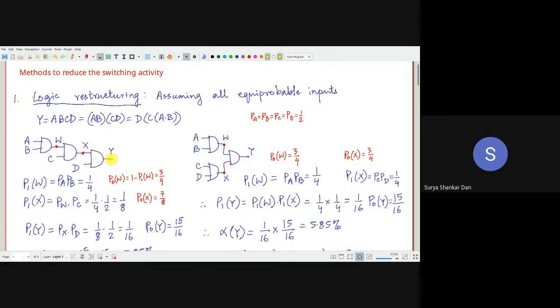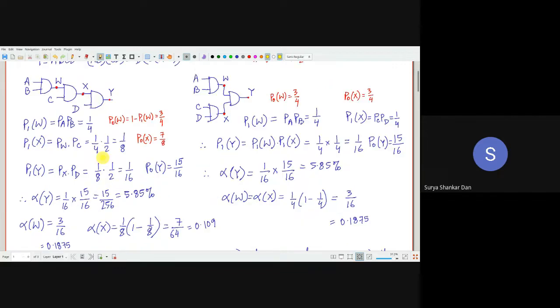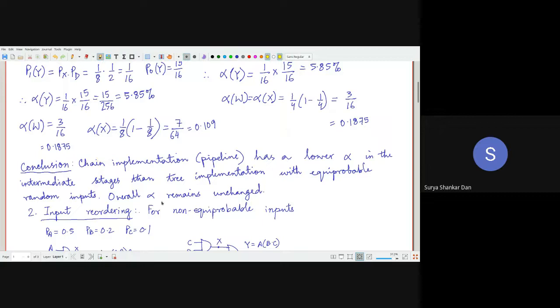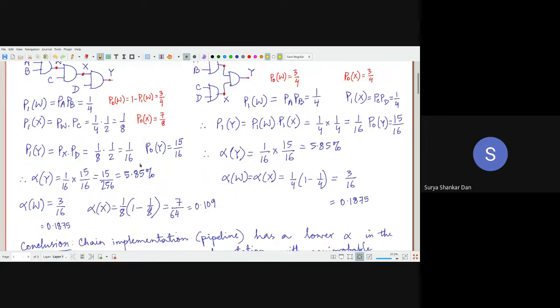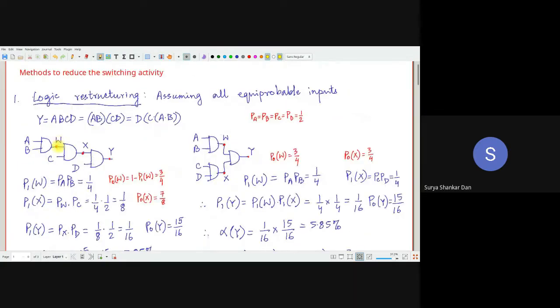If I ask the embedded system students, or those who have done VLSI architecture, why do you do pipelining? Just because it is there in the textbook? No. Pipeline architecture reduces power consumption because alpha, the switching activity for the subsequent intermediate stages, will be much, much lesser.